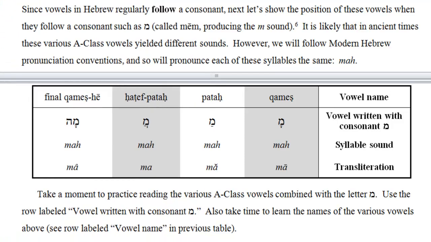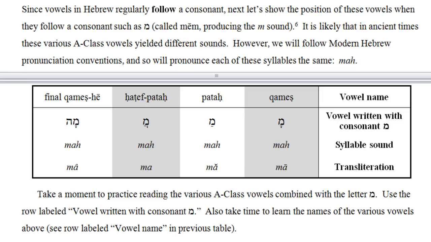Now, Hebrew vowels do not appear alone. They appear following a consonant. So let's show how these would appear when they are paired with the consonant mem. Mem, as you saw in the name Tamar, produces the M sound. Incidentally, it's entirely possible that these various A-class vowels would have sounded distinct in ancient times. However, we are not sure what that distinction was, and so we will follow the modern Hebrew convention and pronounce them the same.